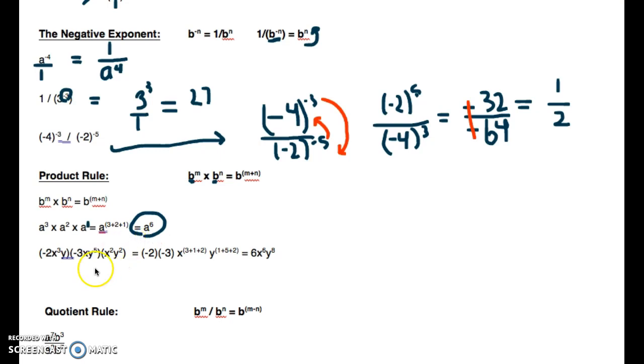Let's look at this problem down here. Here I have some numbers, negative 2 and a negative 3.